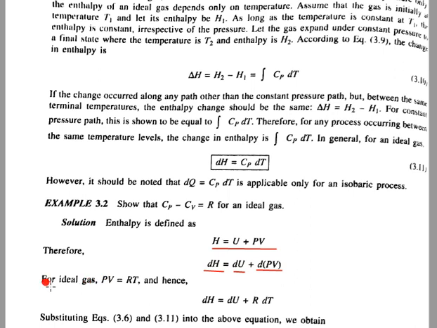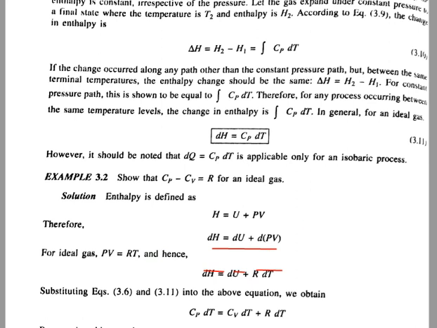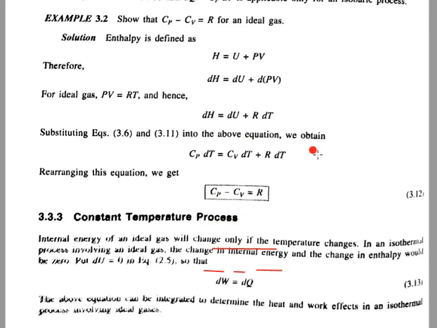So we know that for the ideal gas PV is equal to RT. That condition we have to use. So right now we are using RT in place of PV. So for the ideal gas PV is equal to RT. So dH is equal to dU plus R dT. R is a constant and temperature is a variable, so R is constant and the change in temperature is dT.